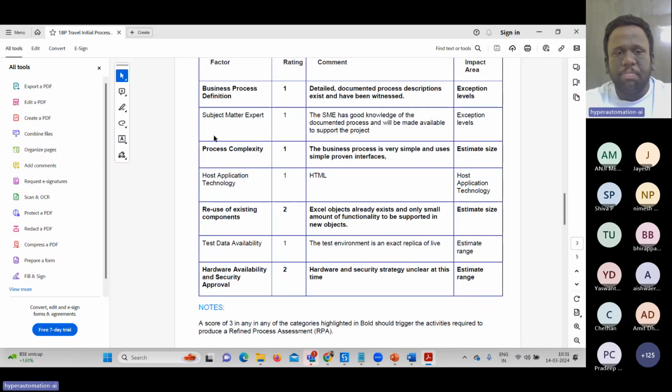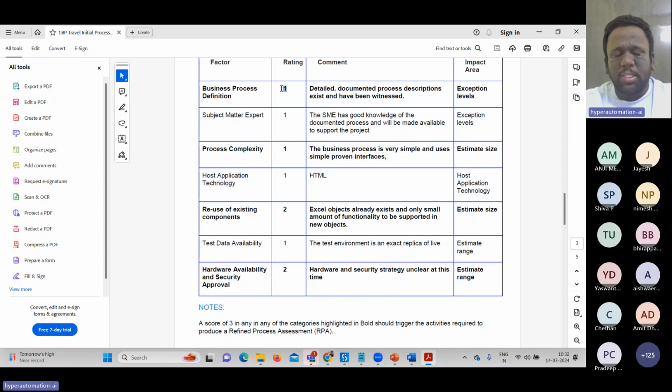So let's take one example here, a business process definition. So what is this business process definition? That is nothing but a detailed process description document that exists and has been witnessed. So let's say that I'm trying to automate processes for a Citibank client, and they have given me 5 processes to automate. If the client hasn't given me all the information related to the 5 processes, and they say that we know it manually and we don't have SOPs, standard operating procedures, or any documents related to the particular process, it is bit difficult to automate because you don't have any documentation. So it is easy to automate where you have witnessed all the documents for a particular process.